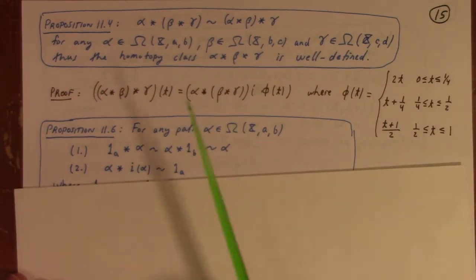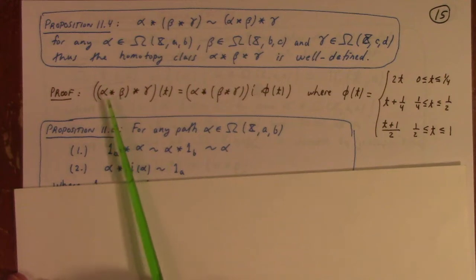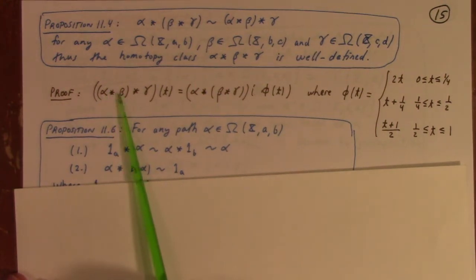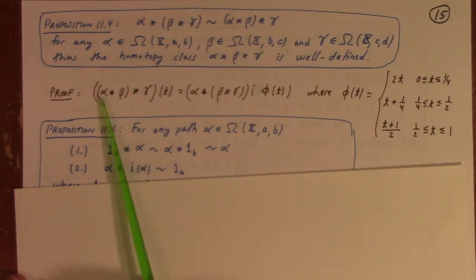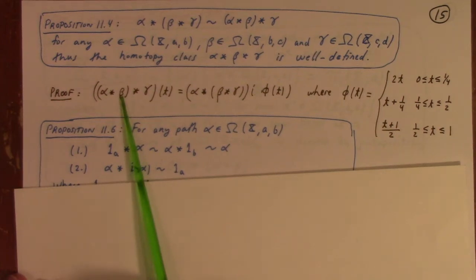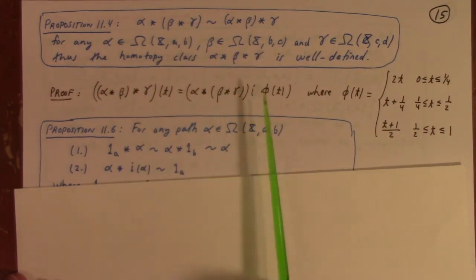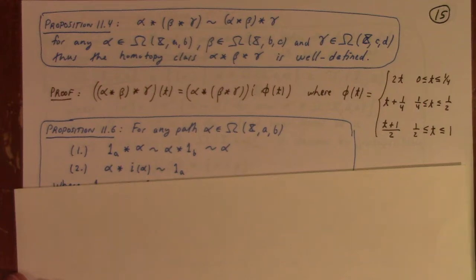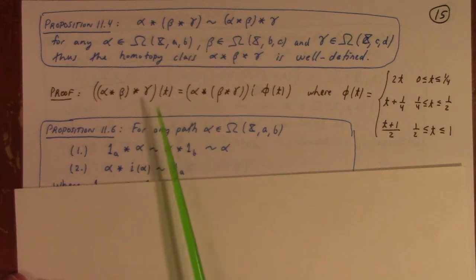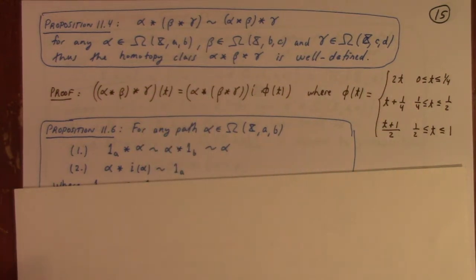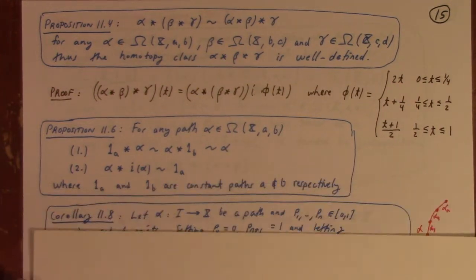Again, remember that this alpha join beta is very simple. All you do is speed up the path on alpha and speed up the path on beta, and you use 0 to 1/2 in the formula for alpha, and then 1/2 to 1 in the formula for beta, and the same thing happens over here. So it's straightforward but tedious to prove that this equality here is true. And since this equality is true, and they're reparameterizations of one another, it follows from lemma 11.3 that they are path homotopic.